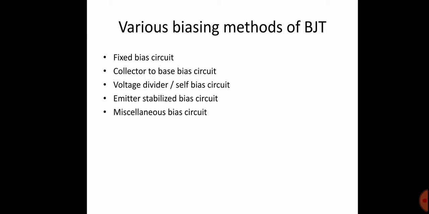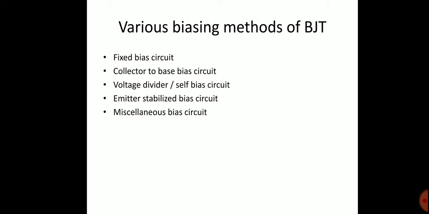EC8351 Electronic Circuits 1, Unit 1: Fundamentals of BJT, MOSFET and JFET analysis. In the previous videos, you studied the basic configuration of BJT and the analysis of the DC load line in the bipolar junction transistor. Now today we are going to discuss the various biasing methods of BJT.